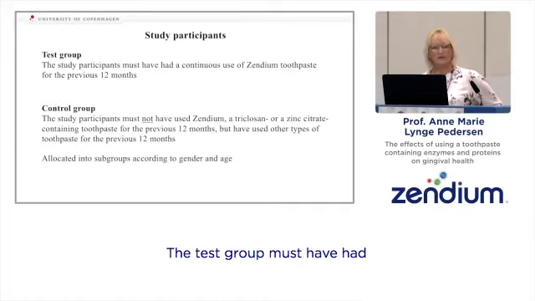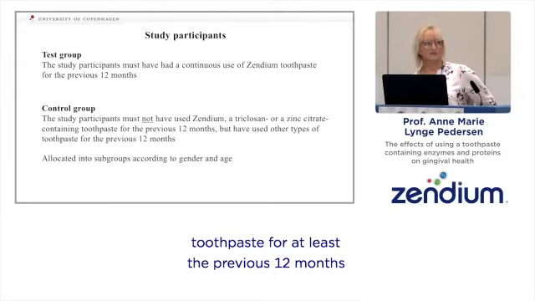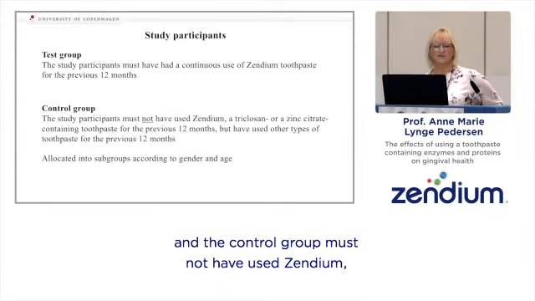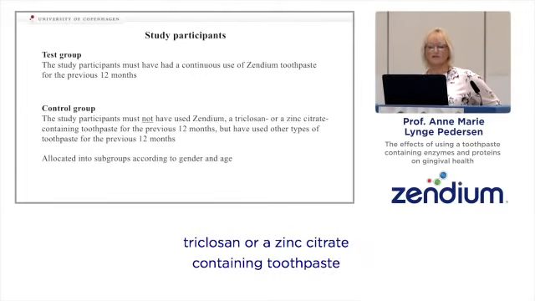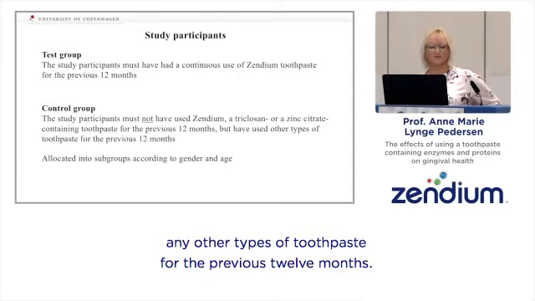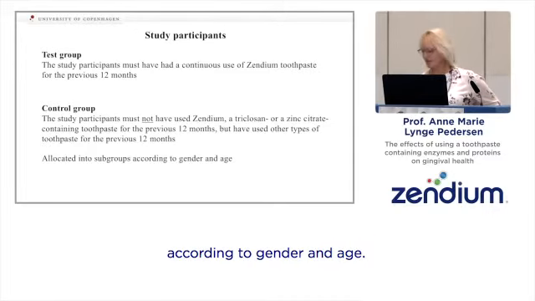The test group must have had a continuous use of Zendium toothpaste for at least the previous 12 months, and the control group must not have used Zendium, triclosan or zinc citrate containing toothpaste for the previous 12 months, but have used any other types of toothpaste for the previous 12 months. And the participants were then allocated into subgroups according to gender and age.